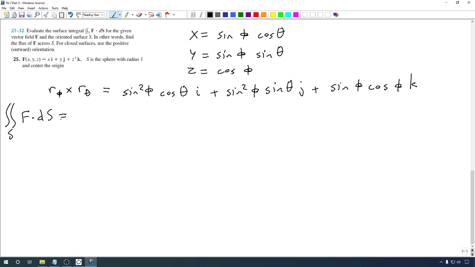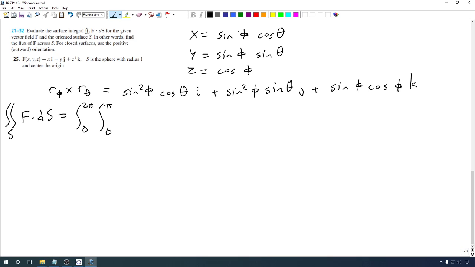So the integral of f dot dS, of course, since we're going over the entire sphere, we let theta go from 0 to 2 pi, but we only let phi go from 0 to pi. And technically, it doesn't really matter which order we put this in, since our limits are just going to be numbers. We don't really care what order we do the integration in. It matters when we're taking this cross product, though.